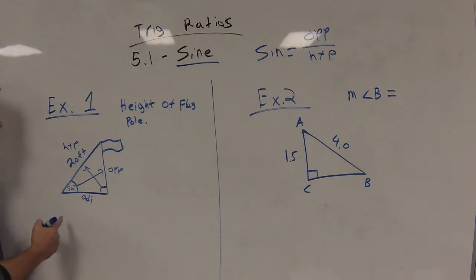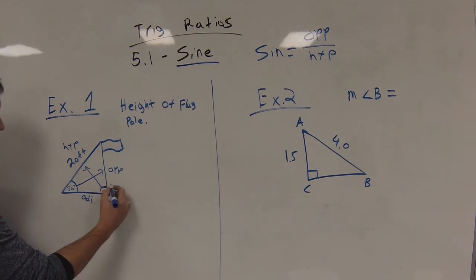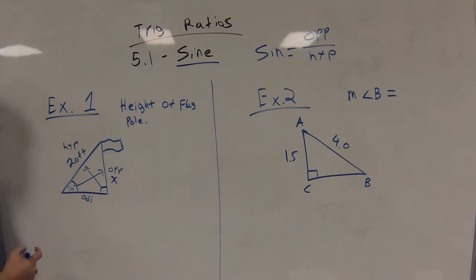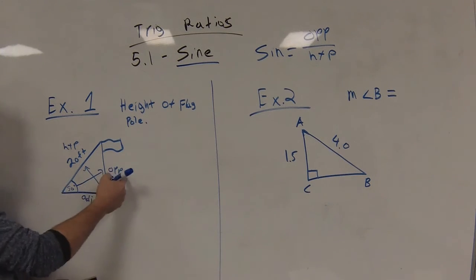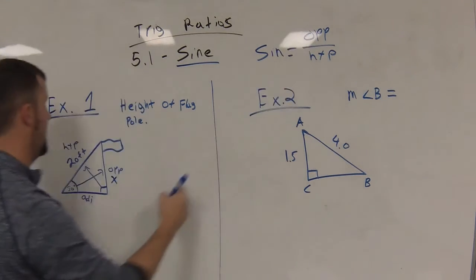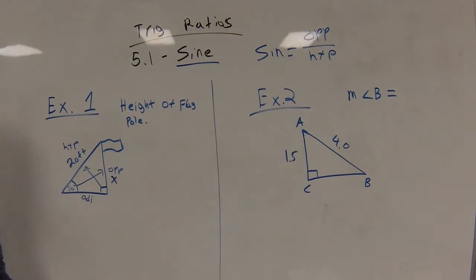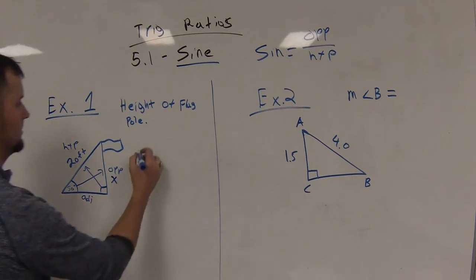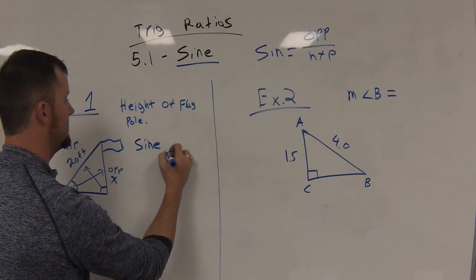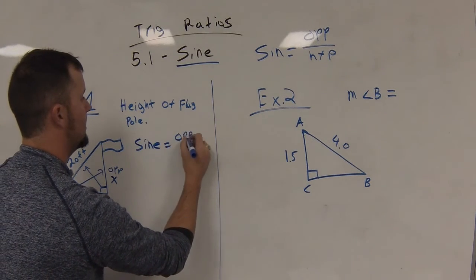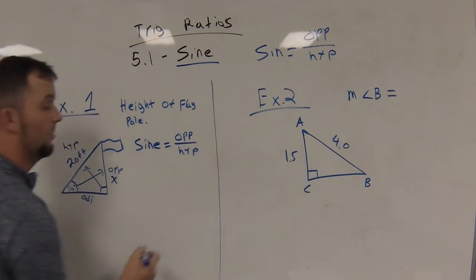But right now, we need to find the opposite side. So we're going to represent that as x, and we are given the hypotenuse. Since we need to find the opposite and we have the hypotenuse, I can use the sine ratio to help me define this. So I'm going to use sine equals opposite over hypotenuse. Let's go and plug everything in.